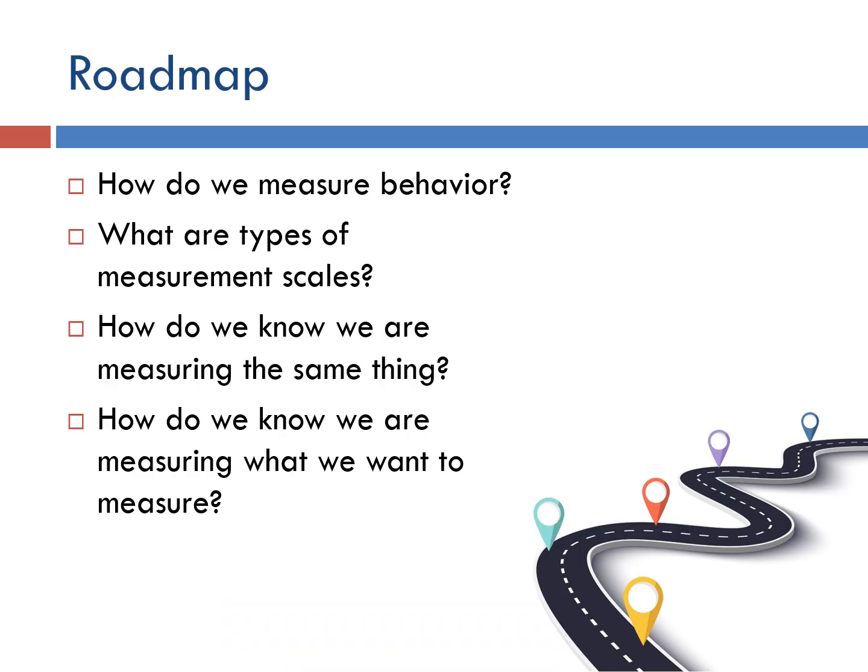So first on our roadmap, today we're going to be talking about how do we measure behavior, what are the different methods we can use, and then what are some types of measurement scales when we are measuring, how do the different kinds of measurement differ from each other. We also want to spend a lot of time talking about how do we know that we're measuring the same thing each time that we do a measurement, and then when we're doing that measurement, how do we know we're measuring what we want to measure, something we talked a little bit about last week as well that we're going to return to.